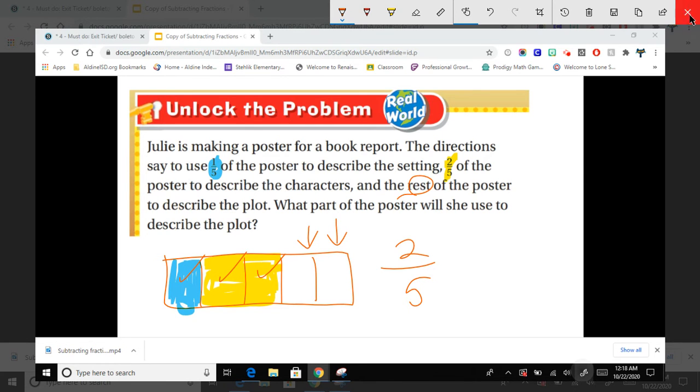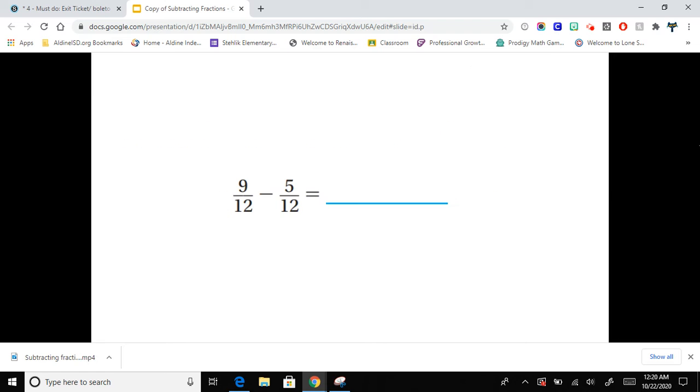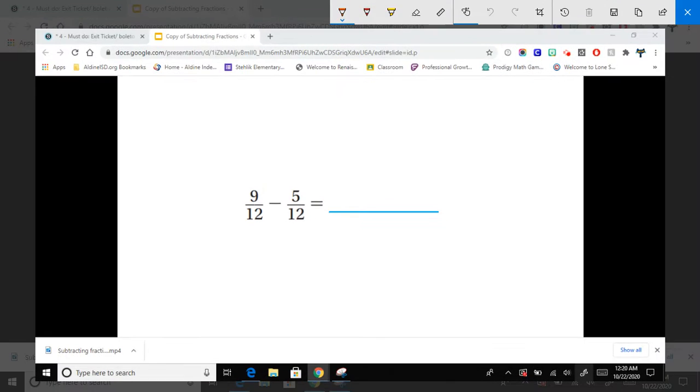All right, let's go to the next one. Now here we have the equation, 9/12 minus 5/12. Well, since they both have the same denominator, I know I can just go ahead and subtract 9 minus 5. So 9 minus 5 is going to give me 4/12. Isn't that simple, boys and girls?